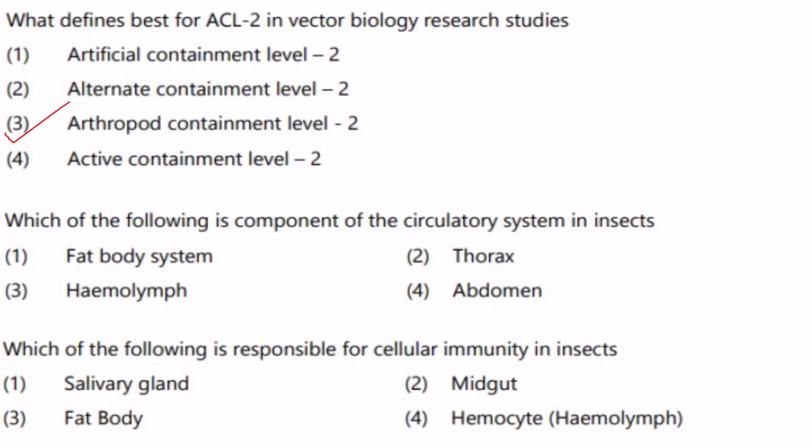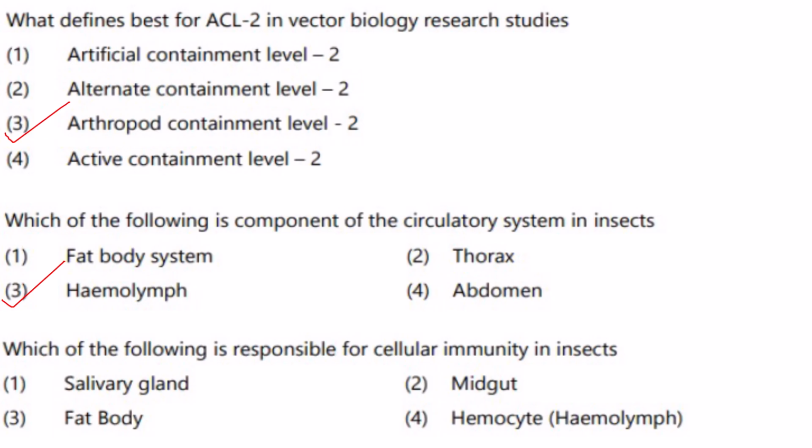Okay. So you have to follow arthropod containment level 2. Now next one, which of the following is a component of the circulatory system of insect? It is the hemolymph. Whereas the other component of the circulatory system of insect is the dorsal vessel, and the dorsal vessel is divided into two parts, that is aorta and the heart.